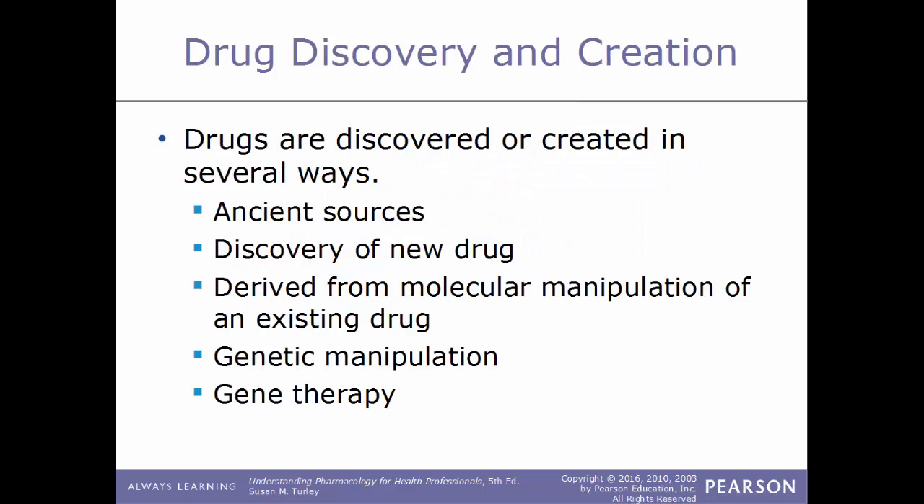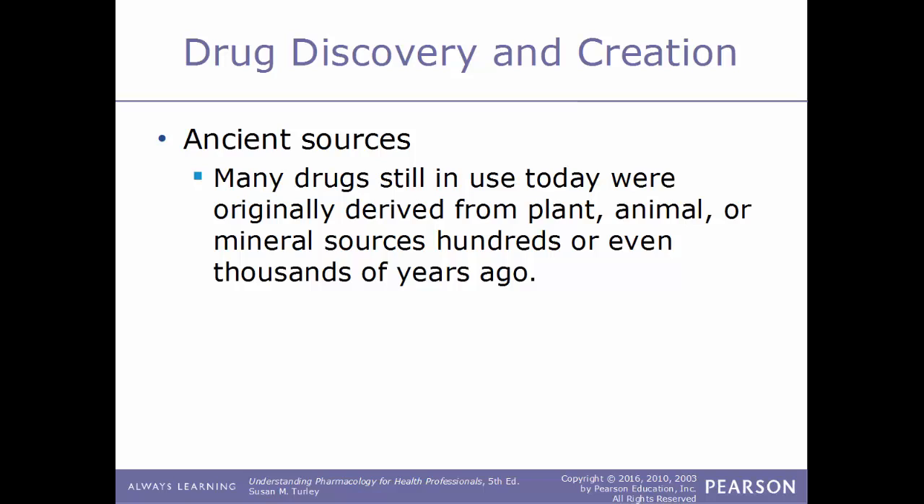Drug discovery and creation. Now, drugs are discovered or created in several ways. One of those is using ancient sources. Another way would be the discovery of a new drug by deriving it from the molecular manipulation of a currently existing drug and creating a brand new one, genetic manipulation, and also gene therapy. The first topic we mentioned, ancient sources.